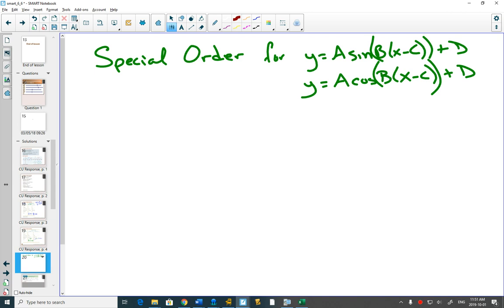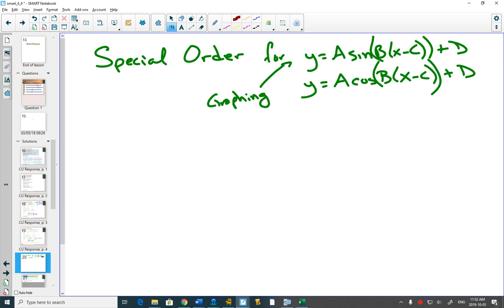The a always changed the amplitude. The b value always changed the period. The d value changed your center line. And your c value shifted things left and right. So if we can use those observations, we can graph special order. I'll add the word graphing there. We can graph these quite quickly.